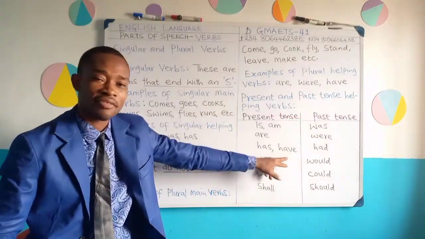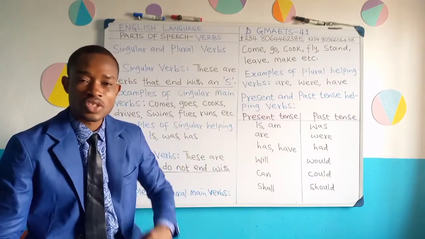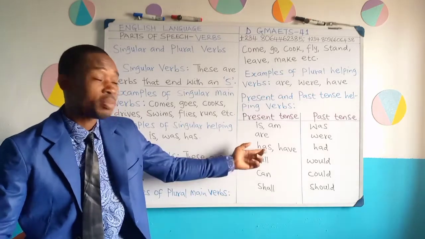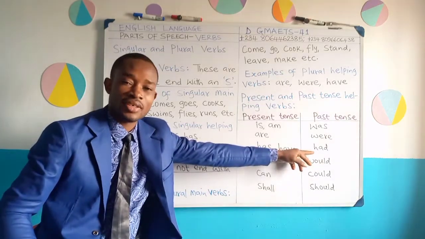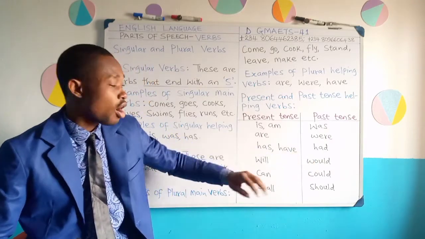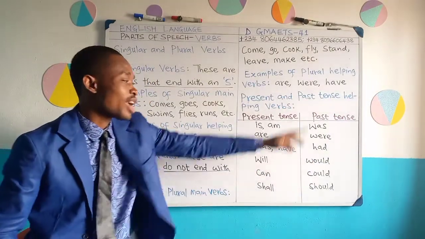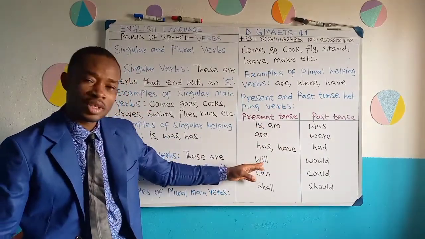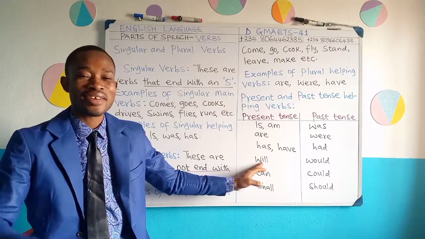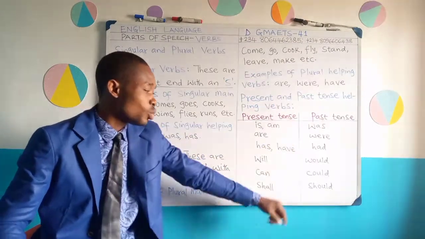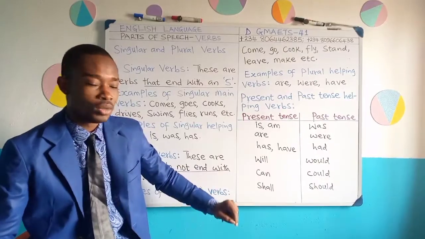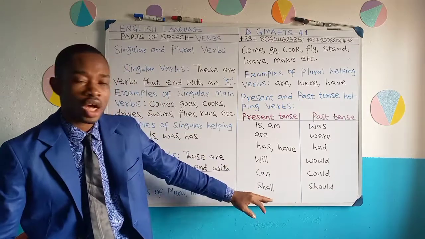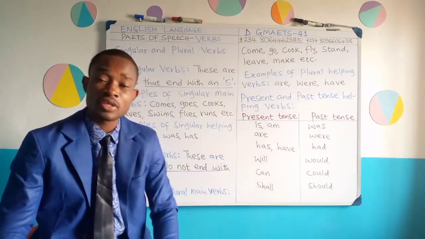Has and have are present tense auxiliary verbs. That's present tense helping verbs. What is their past tense? Had. Had is the past tense of has and have, just like was is the past tense of is and am. Okay, we move on. Will is a present tense modal auxiliary verb. The past tense of will is would. Can is present tense. Past tense of can is could. Shall is present tense. Past tense of shall is should.